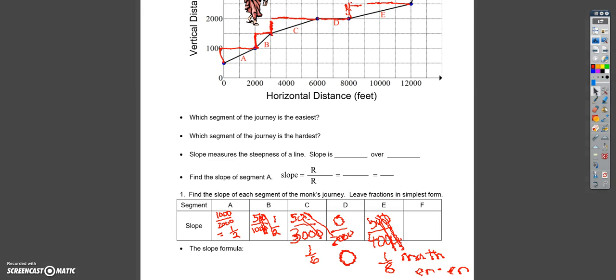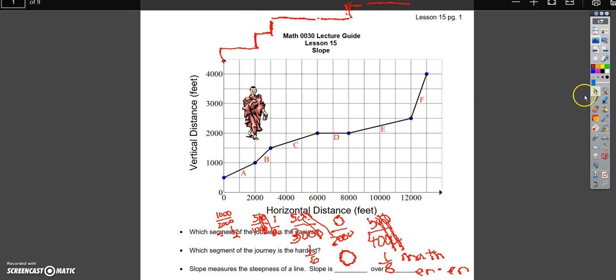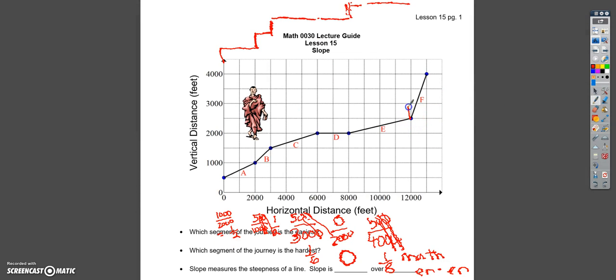And then segment F, here we rose 1, 2, that's 1,000. We rose 1,500 was our rise, and our run was 1,000. So here would be a slope of 1.5 or 1 1/2 or 3/2. Any of those would be fine. This is the best way to represent slope.